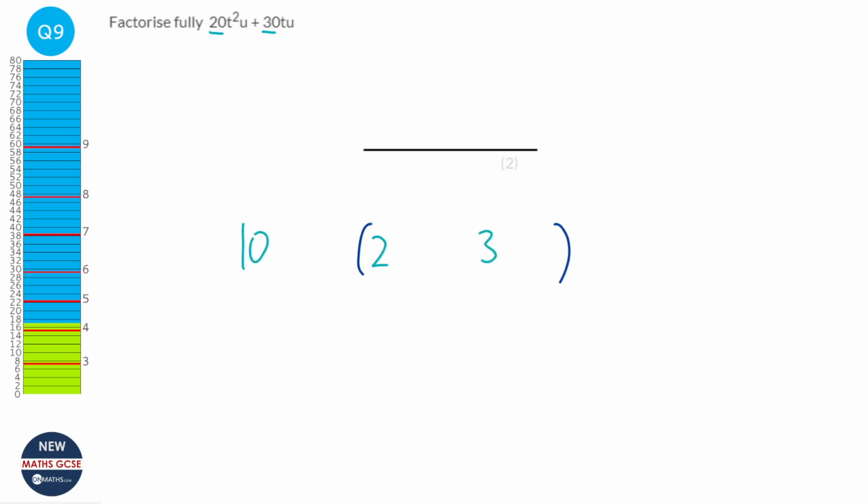Next I'm looking at the t terms. So we've got t squared there and a t there. So we can divide out a t, but that will leave a t on the first term. And finally I'm going to look at the u, and there's just a u on both of them. I can factorise it out, and actually that just leaves nothing on the inside of the bracket.